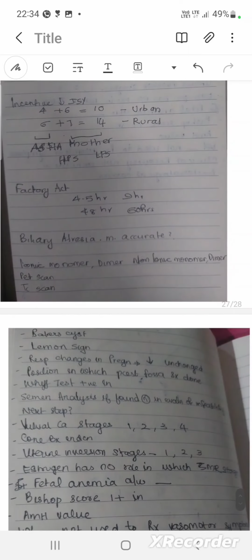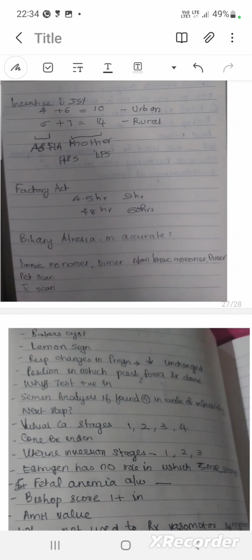Incentives given under JSY, I am giving the mnemonic that 4 plus 6 equal to 10 and 6 plus 7 equal to 14 in urban and rural. So after studying you should know the mnemonic, that is urban 10, higher number given for rural area 14, and the first number is for the Asha worker, and the rest of the two there, that is from the mother. And the first one is high performing state and then low performing state.